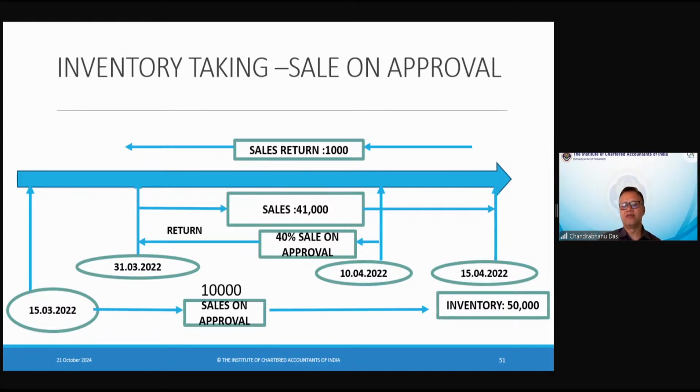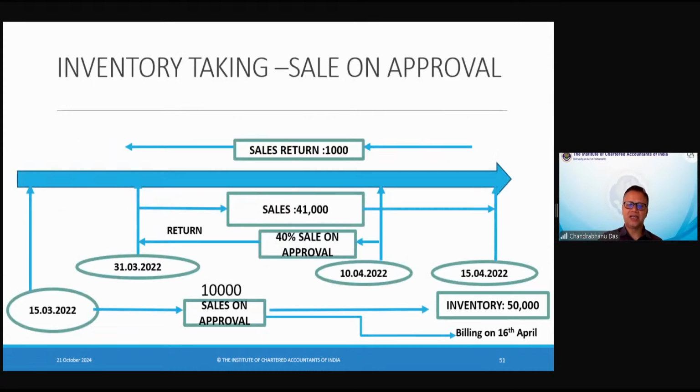40% of the sale or approval goods has been returned. After that, subsequently, the billing was done on 16th April. So this is the total flow of transactions which we have in our mind. This is what the question has given us. But then we have to find the value of the inventory as on 31st March based on this information. So once we visualize this type of scenario, then we will be able to calculate our inventory.